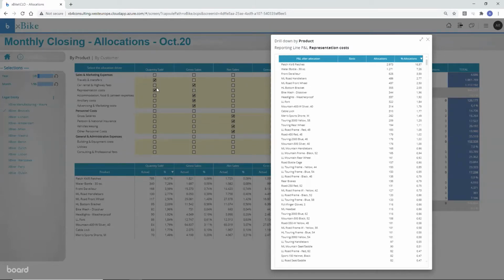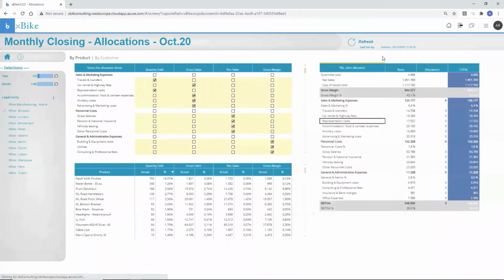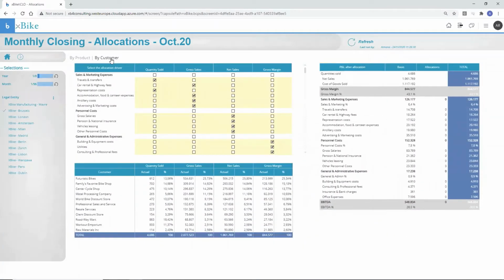Because it's based on the quantities, and probably for this company and for this month, the quantities sold for this product were quite high compared to the other products. Okay, and I can do exactly the same analysis by customer.